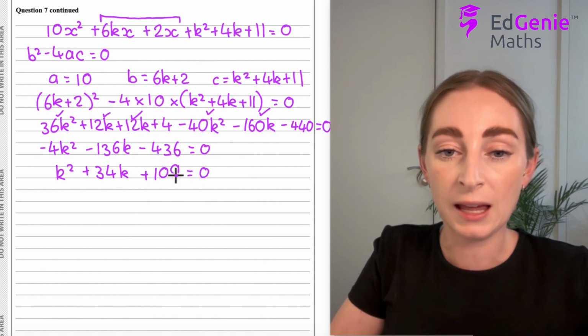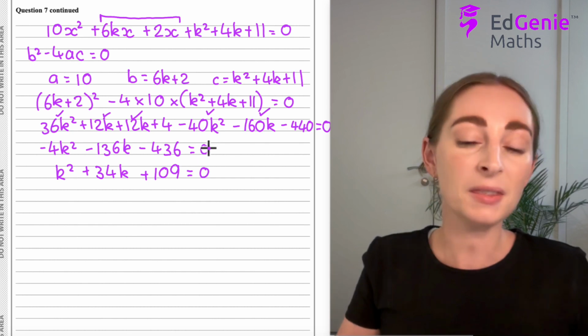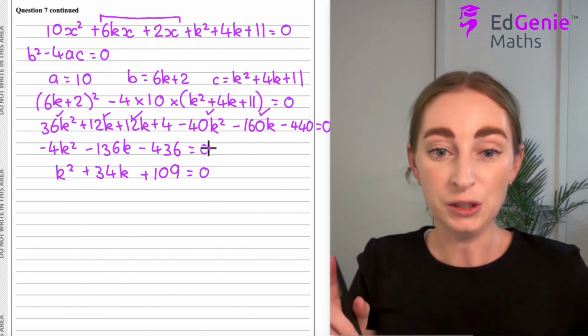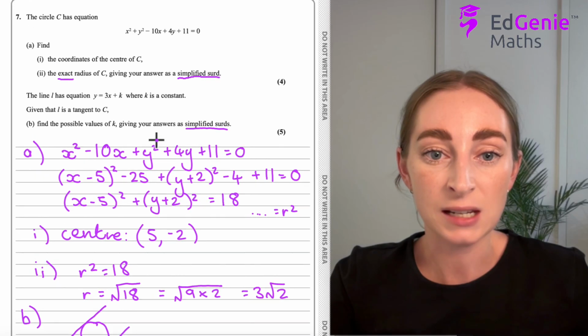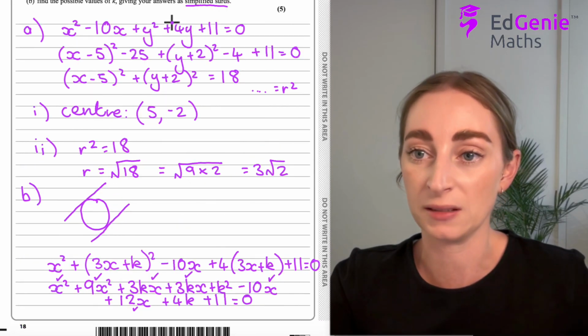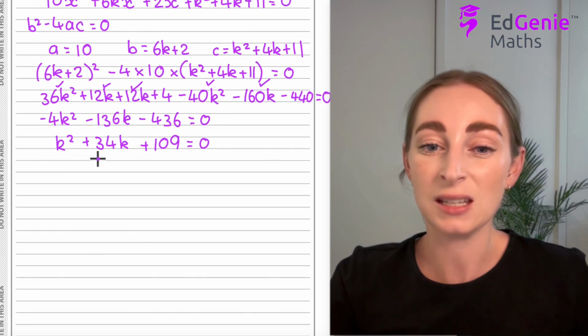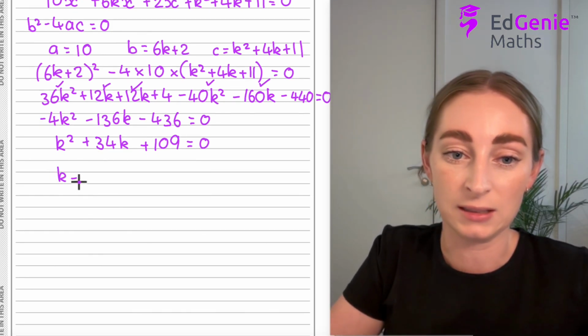And the reason we're allowed to just divide it by negative 4 is because it's equal to 0. If it wasn't equal to 0, you wouldn't be allowed to do it. Now I'm just going to check if there's anything at the start of the question. No, so it doesn't say I can't use my calculator. So instead of using the quadratic formula, I'm just going to put it straight into my calculator.